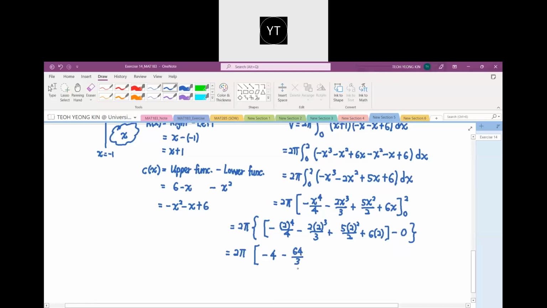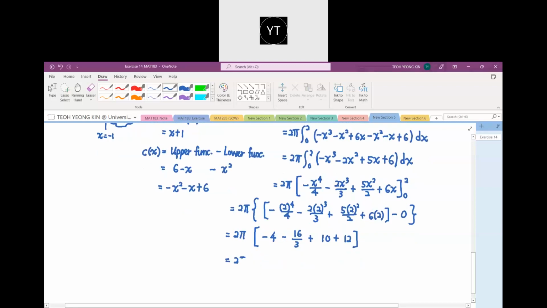Is it correct? I don't think so. Sorry, this part. Again, 2 power of 3 is 8, 8 times 2 is 16. This is actually 16 over 3. Plus, here is negative 4 minus 2, so it's 10 plus 12. So here is 0. 2 power of 3 is 8 times 2 divided by 3, so it's 16 over 3, yes.